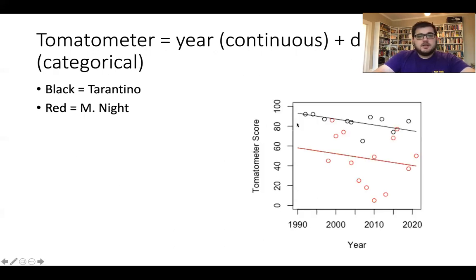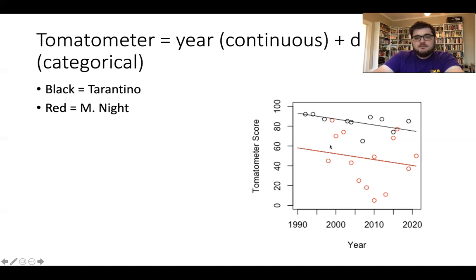So right here, I've got M. Night Shyamalan and Quentin Tarantino's tomato meter scores plotted in the same scatter plot. I've got Tarantino's tomato meter scores as the black circles and M. Night Shyamalan's movies as the red circles.